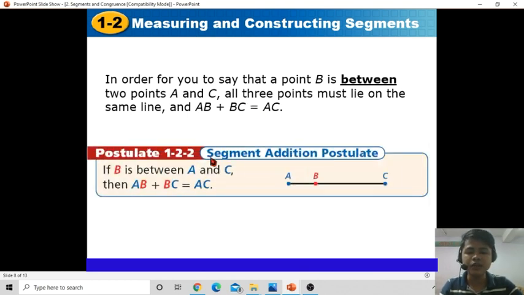Kaya tawag dito is segment addition postulate. If B is between A and C, then AB plus BC is equal to AC. Okay? Look at the given diagram. Sa isang segment, okay, meron tayong segment AC dito, and point B is in between. Okay, therefore, segment AB plus segment BC is equal to AC.